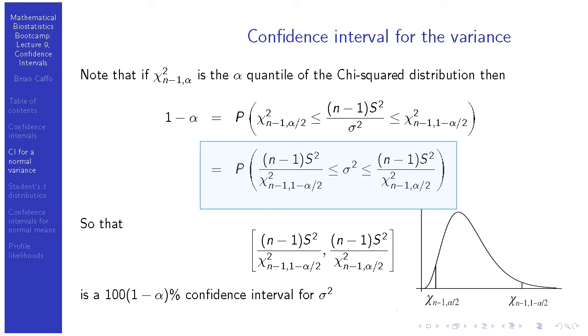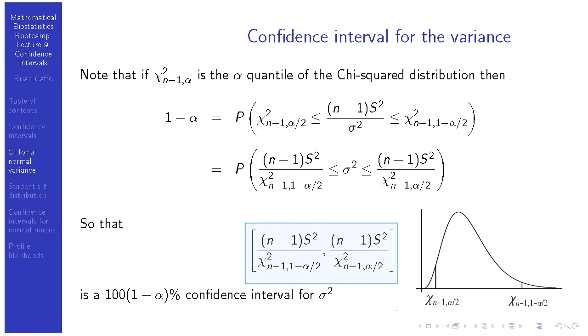There's a 1 minus alpha probability that the random interval n minus 1 s squared divided by the upper quantile and n minus 1 s squared divided by the lower quantile contains sigma squared. So we call this interval, the n minus 1 s squared divided by the two quantiles, a confidence interval for sigma squared. And because the probability that the random interval contains the parameter it's estimating is 1 minus alpha, we call it, say, a 100 times 1 minus alpha % confidence interval.